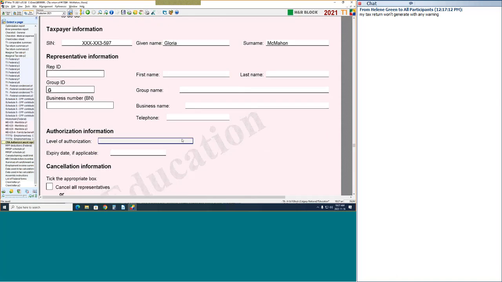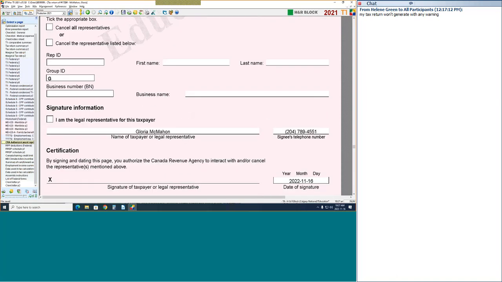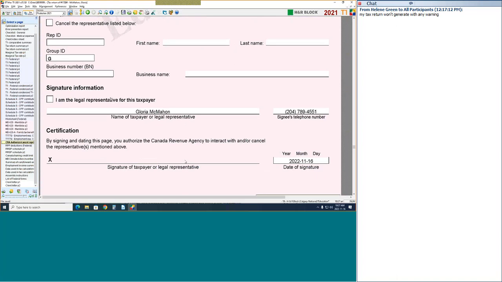We do this for every new client that we have. We get them to authorize us so we can access them through Represent a Client. They sign it. Then we're going to file it. We file it, which you can't do, but we're going to do in an office setting. We go into e-file and we say CRA authorizing.